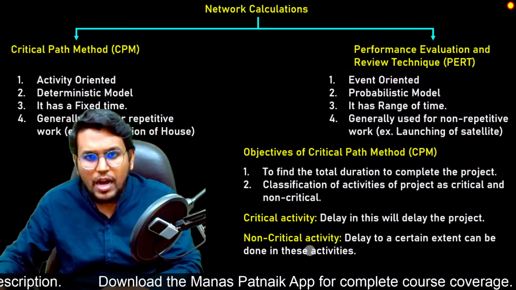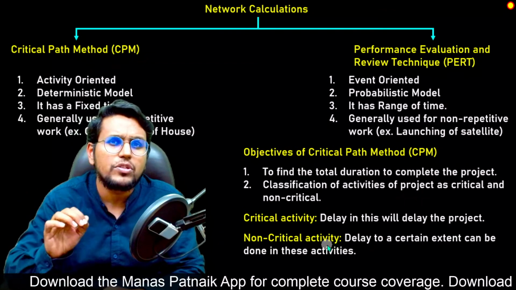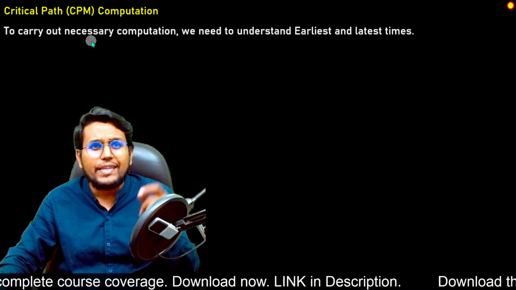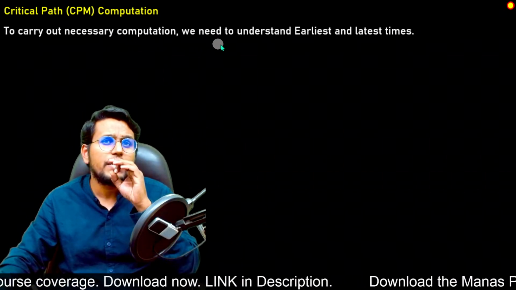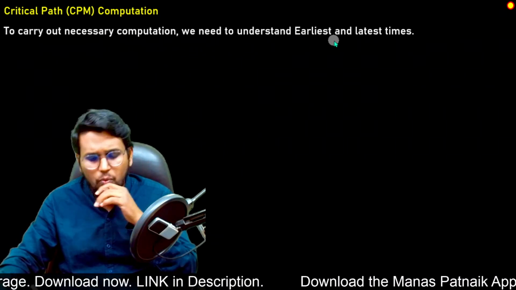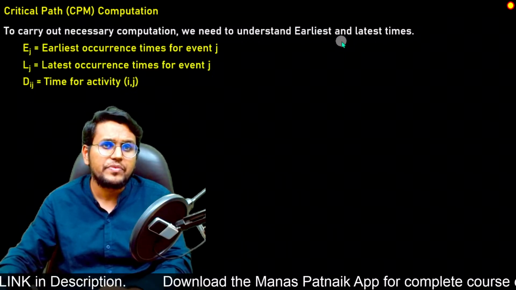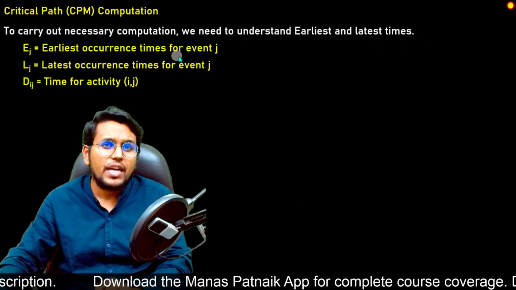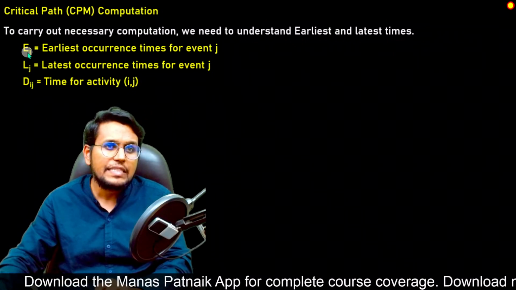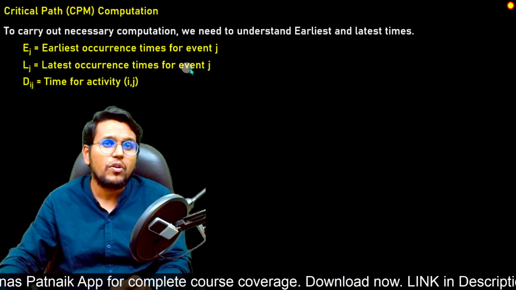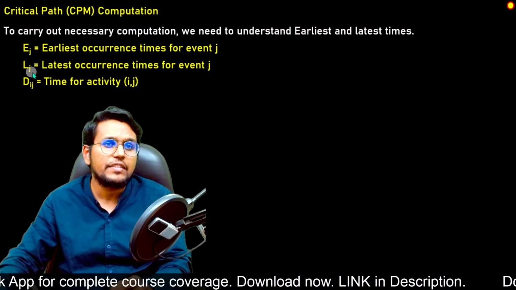All right. So after knowing all this, let us jump on to the calculations we need. To carry out the necessary computation, we need to find the earliest and latest time. Now, what are the earliest and latest times? Earliest occurrence time of event J is represented as EJ. Latest occurrence time of event J is LJ.